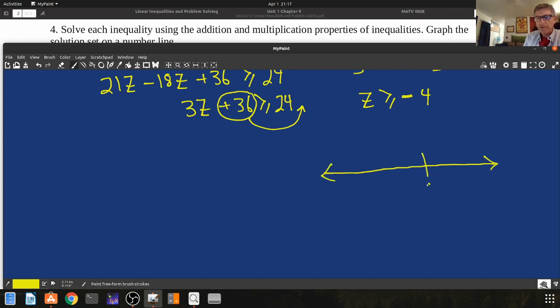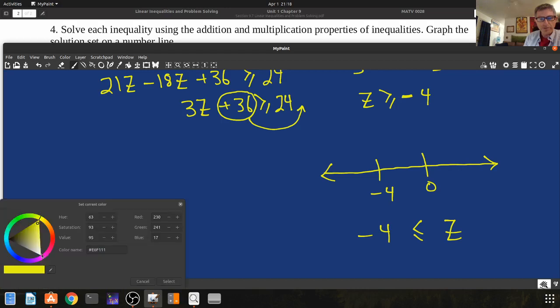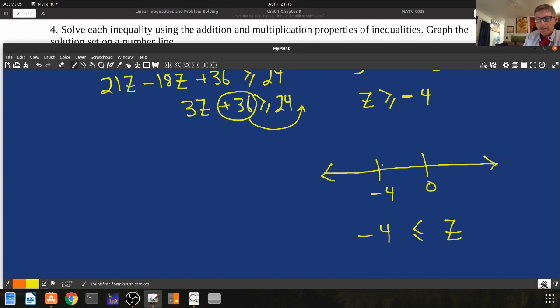Here's my 0. Here's my minus 4. And I like to write it this way: minus 4 is less than or equal to z. Notice how the minus 4 tells you exactly which side the z is. And in this case, it's less than or equal to, so that means the circle is filled in.